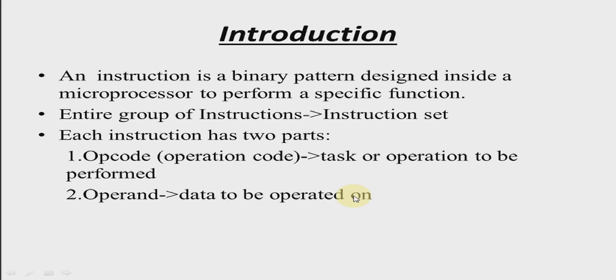Let's take an example. Suppose we are intending to move the content of register C to register B. So moving will become our task or operation, while register B and register D will become our operands.